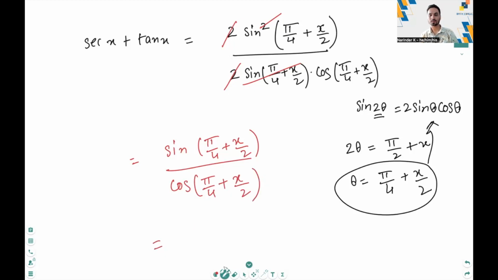And sine over cos is tan. So we have tan of pi over 4 plus x over 2.